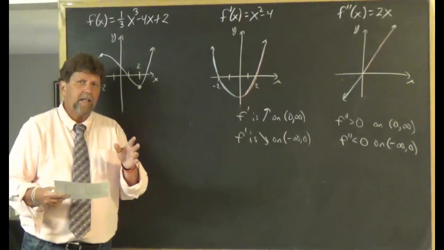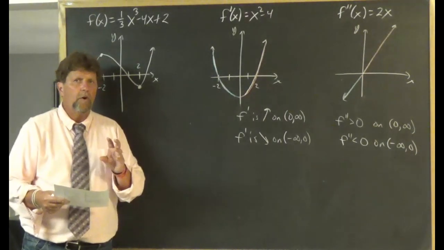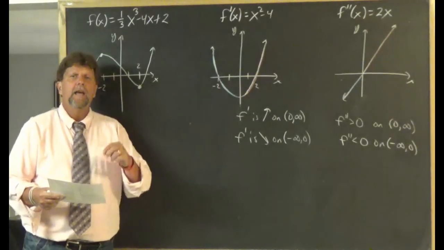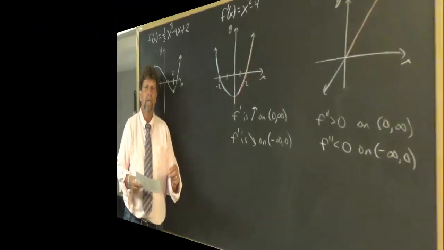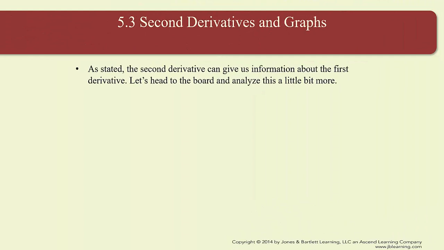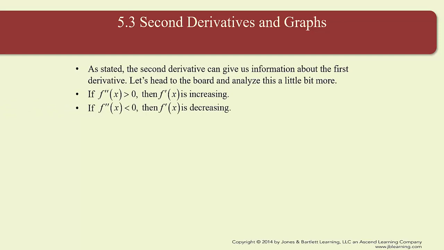Now let's head back to the slides to see why it's going to be important to know where the derivative is increasing and where the derivative is decreasing. All right, so what we saw at the chalkboard is, where the second derivative is positive, that tells us where the derivative is increasing. Where the second derivative is negative, that tells us where the derivative is decreasing. The exact same relationship that existed between derivative and function.